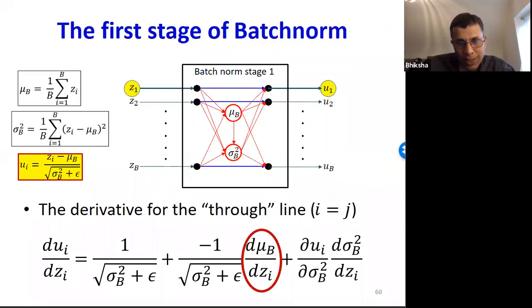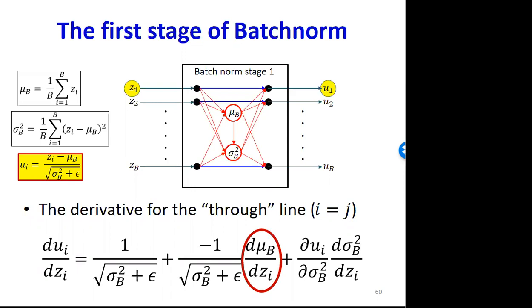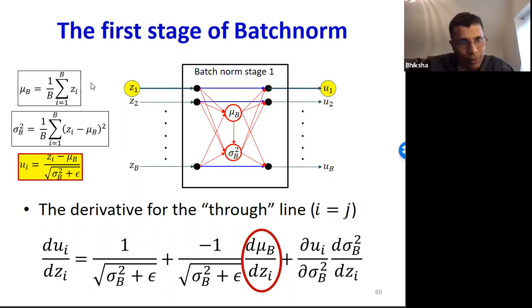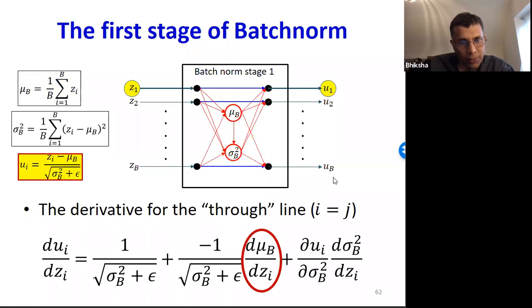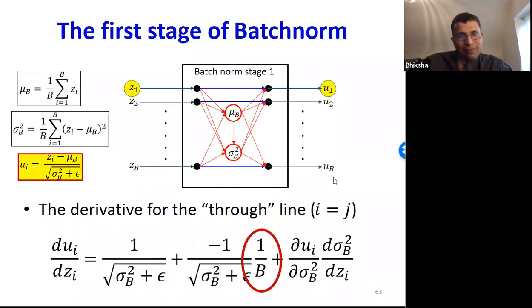We are left with the second term. Can anyone tell me what d mu over d zi is going to be? Which formula does that come from? It comes from the equation for the mean, so it'll be 1 over b. That's from this equation, and that's going to be 1 over b, right? And so we have computed this term. Let me plug that in. Easy enough.